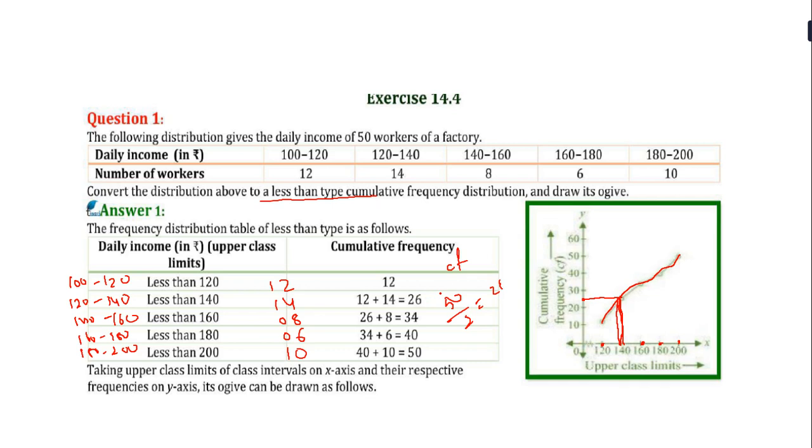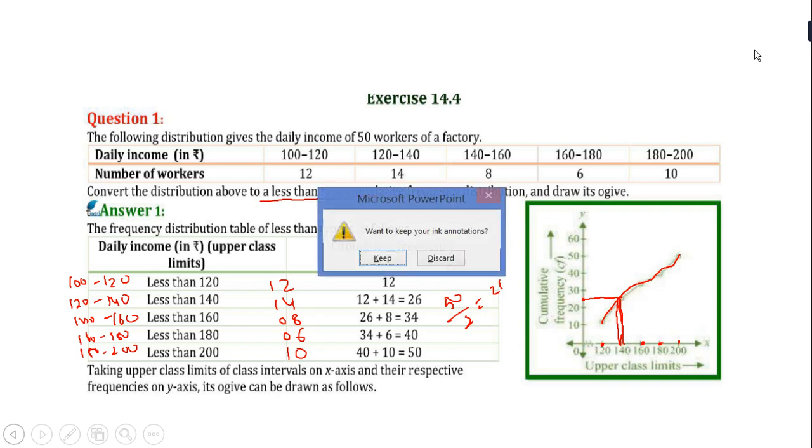So the ogive is one type of information related to the median. There are two types of graph in ogive, more than and less than. In the more than type always write the lower limit, and in the less than type always the upper limit. So that is sufficient for today's lecture.